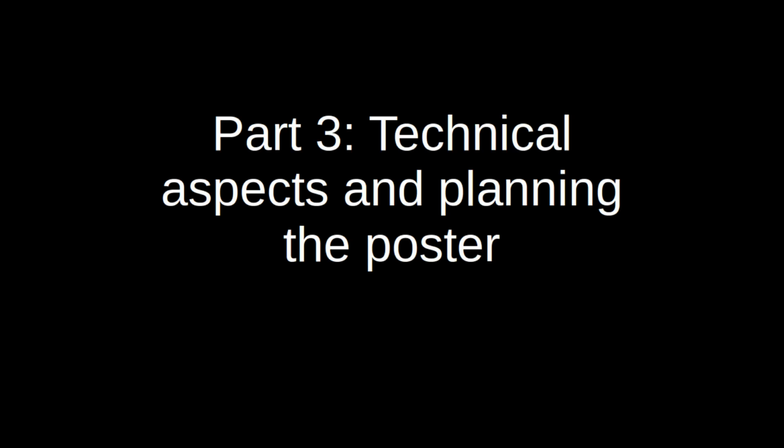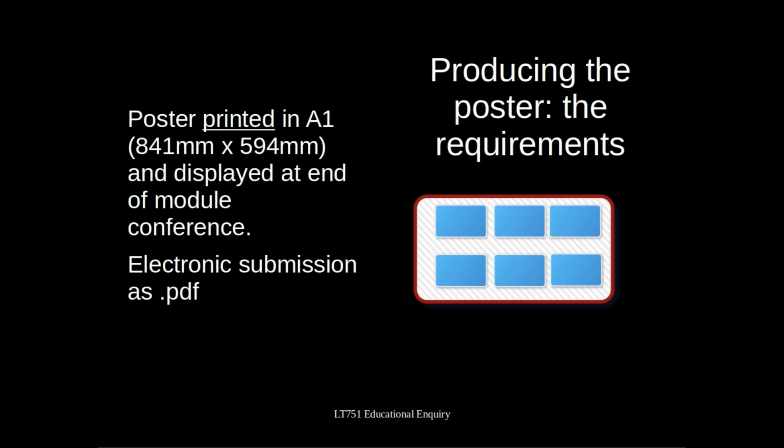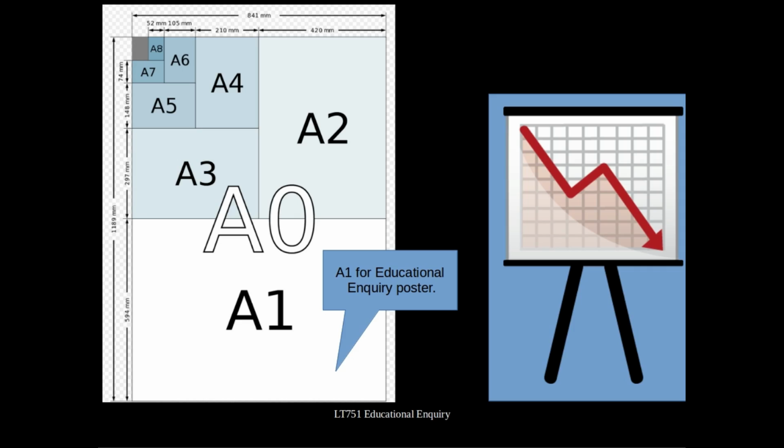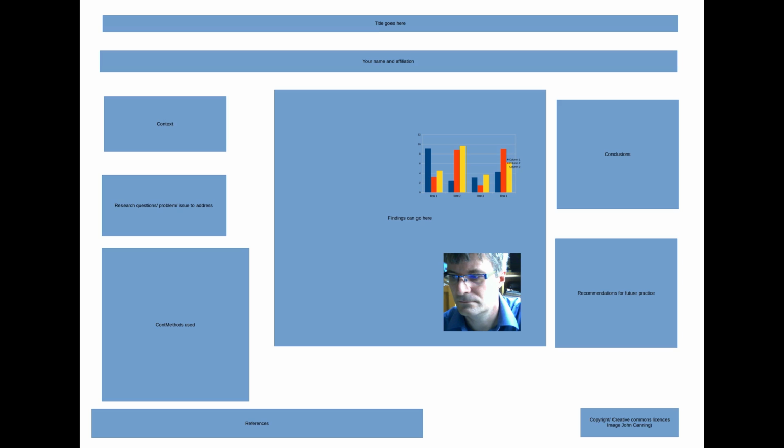This presentation is about the technicalities of producing the poster for the poster exercise of the Education Enquiry module. The requirement for the poster is that it is A1 size, that is 841mm by 594mm, which is the same size as the flip chart paper available in many of the classrooms around the various Brighton campuses. I suggest you take a piece of flip chart paper or two and start thinking about how you might present your poster.